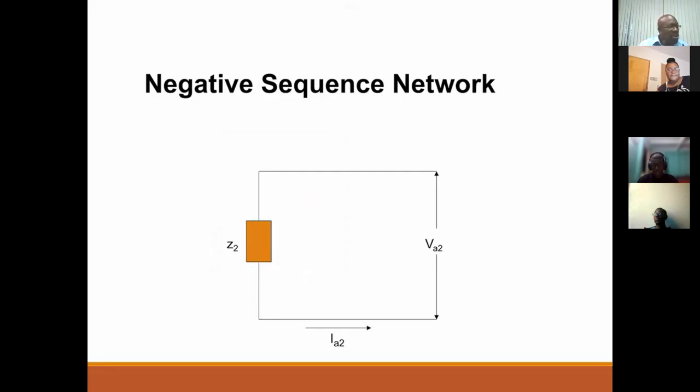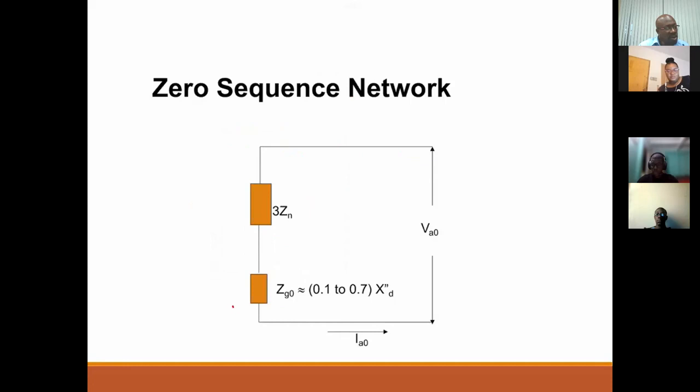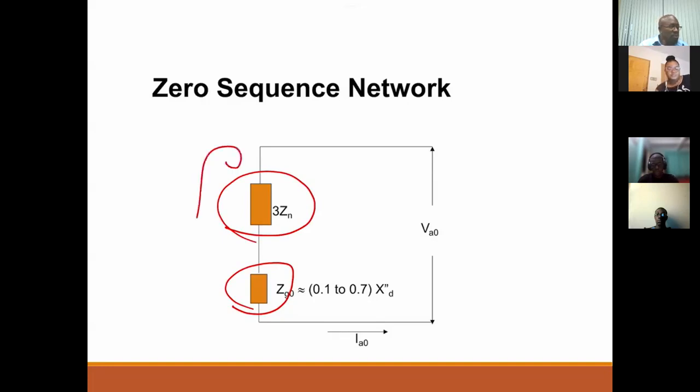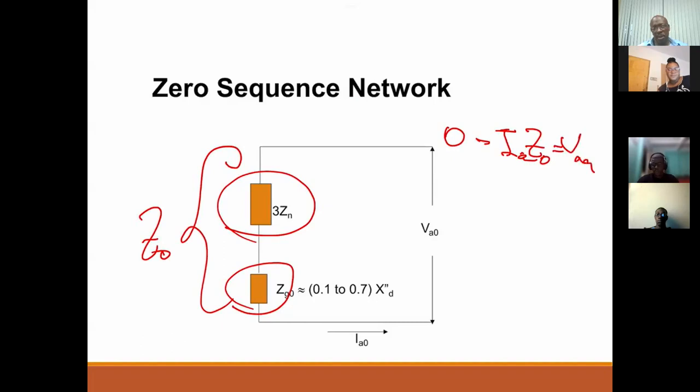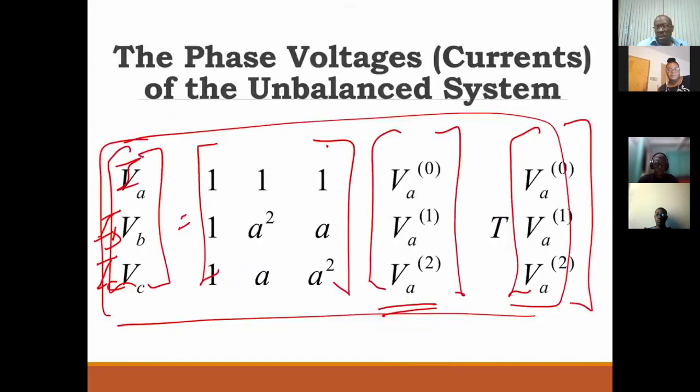All right. For the negative sequence, again, we have no source. So, going back to what you already know, we'd have 0 minus I2 Z2 equal to VA2. And for the zero sequence, here we have the zero sequence of the machine, and we add 3 times the neutral or the earthing impedance. If we make that Z0, then we'll have zero minus I0 Z0 equal to VA0. Once we have that information, we go back to our matrix and do our calculation.